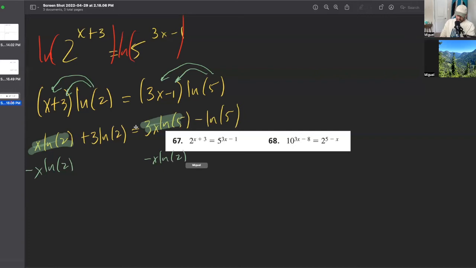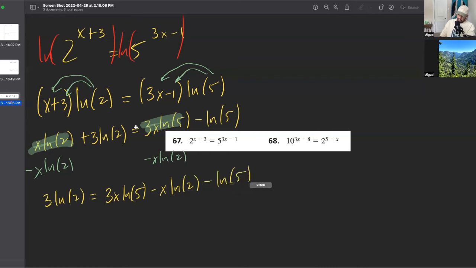And that's going to give me 3 natural log of 2 equals 3x natural log of 5 minus x natural log of 2, and then I still have that minus natural log of 5. And now let's go ahead and add the natural log of 5 to the other side.